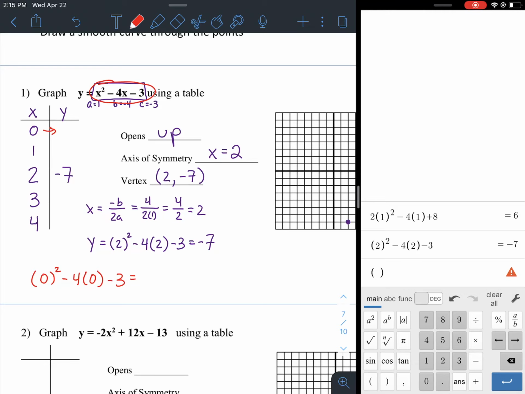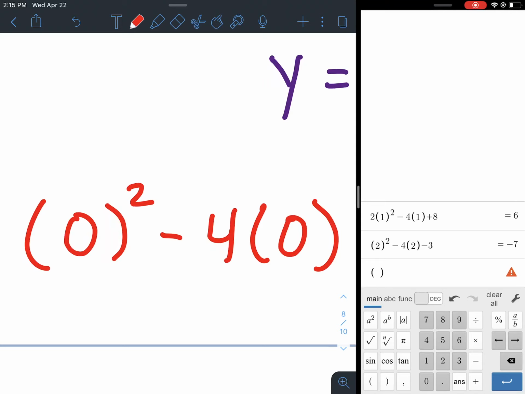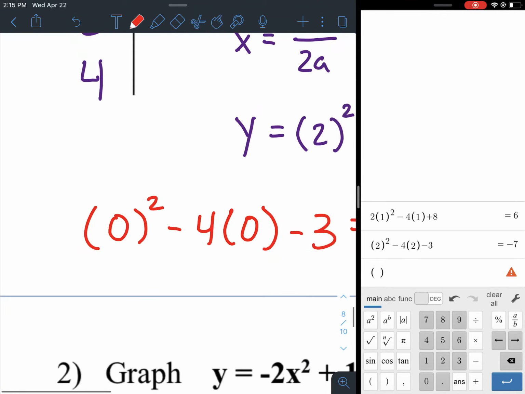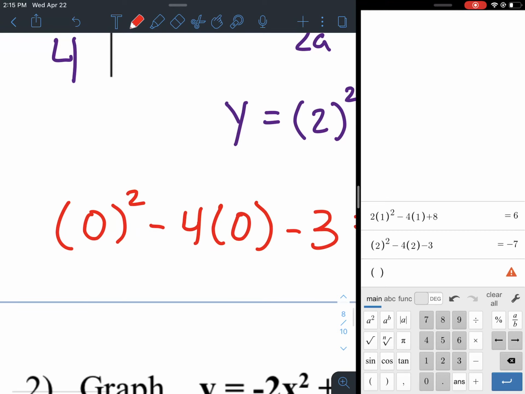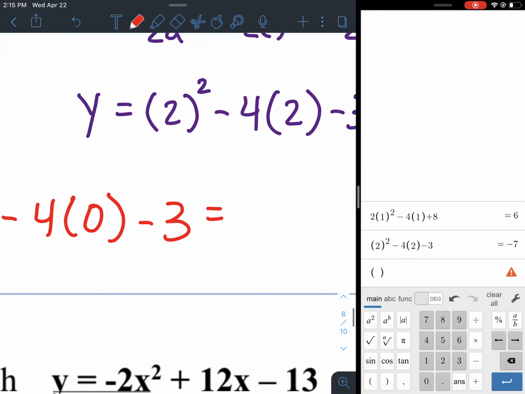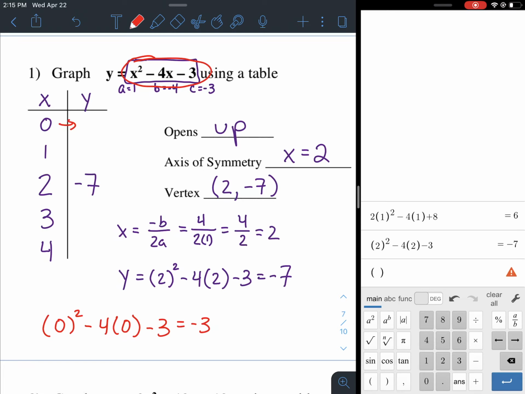Now, anytime you're working with 0, you shouldn't need to use your calculator. 0 squared is obviously 0. Minus 4 times 0 is 0. So anytime we have 0, the first two terms don't mean anything. It's going to be 0 minus 0, which is still 0, minus 3. I'm just left with negative 3. In other words, when x is 0 for this graph, the y value is going to be negative 3.